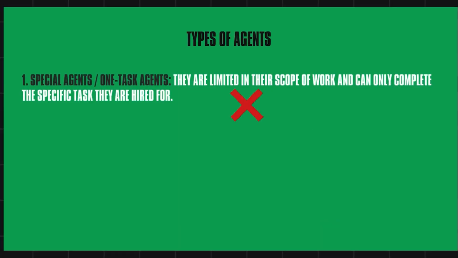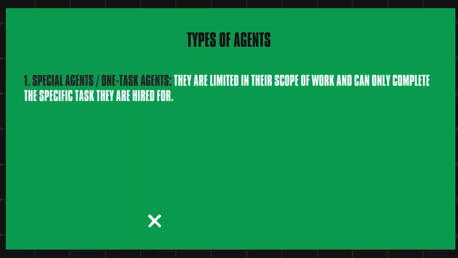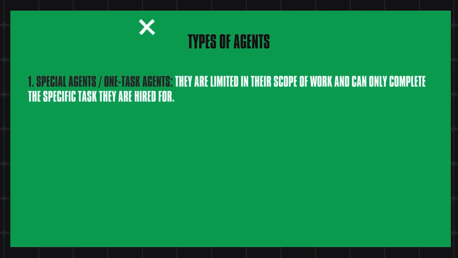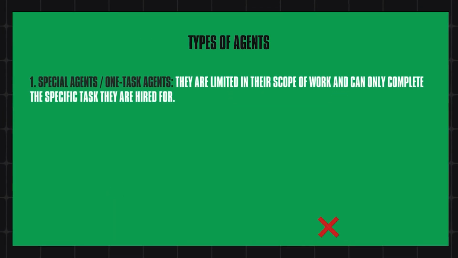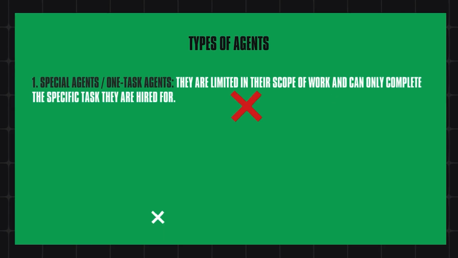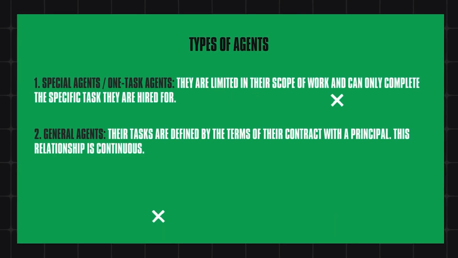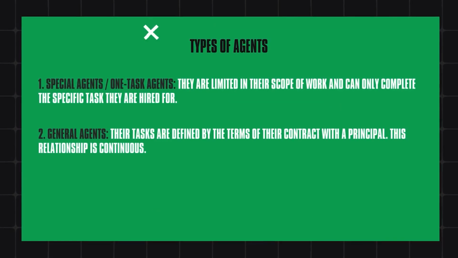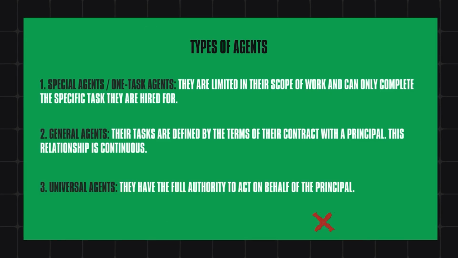You will also need to know the different types of agents. There is a special agent, or as I like to call them, one-task agents. Special agents are limited in their scope of work. They can only complete the specific task that they are hired for. Then we have a general agent whose tasks are defined by the terms of their contract with the principal. This relationship is continuous. Finally, we have a universal agent who has the full authority to act on behalf of the principal. These agents are very rare and far in between.